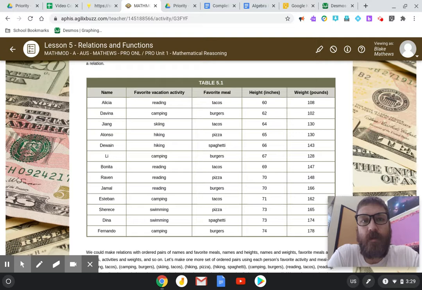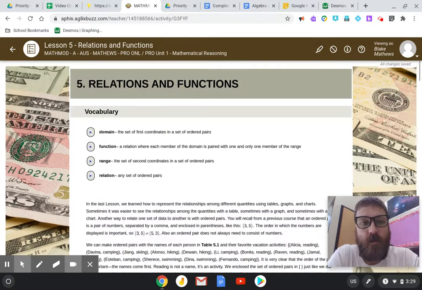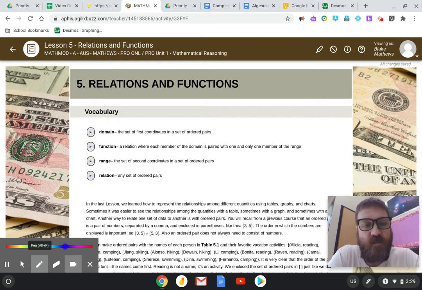All right, this is the Math Models Unit 1, Lesson 5 video. Lesson 5 is all about relations and functions. And just to briefly talk about the difference between relations and functions, a relation is just any set of ordered pairs.